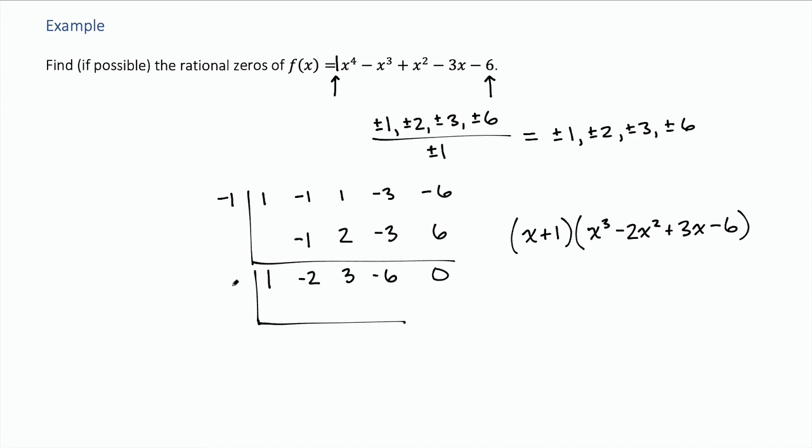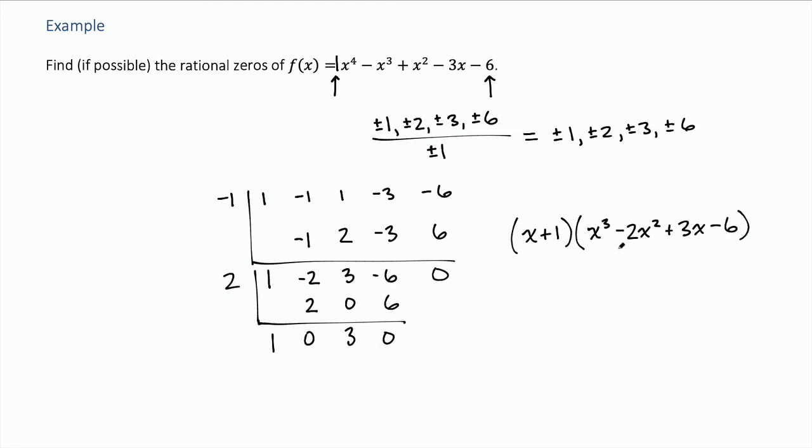So now we move to our next number. We've tried positive 1 and negative 1. Let's move on to 2. Let's try positive 2. We bring the 1 down. 1 times 2 is 2. Negative 2 plus 2 is 0. 0 times 2 is 0. 3 plus 0 is 3. 3 times 2 is 6. And negative 6 plus 6 is 0. So that 0 right there tells us that we just found another 0.